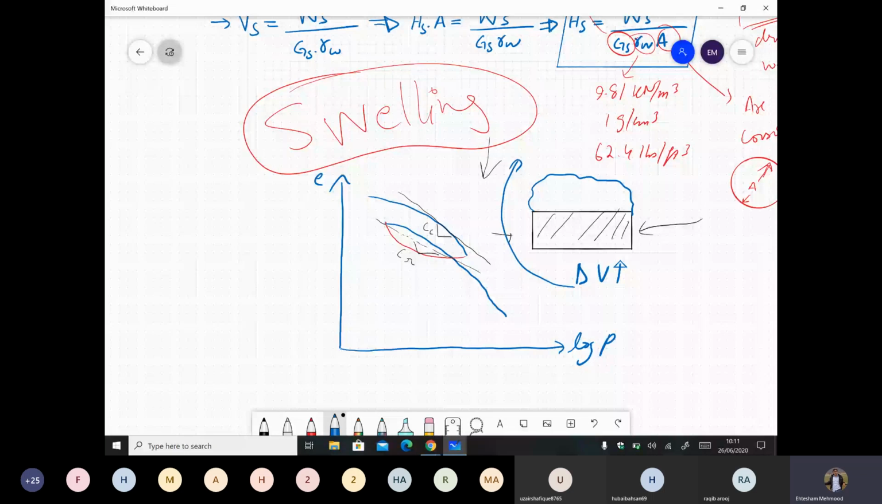And swelling soils are very problematic, and we have to apply special measures, and we have to take special care in case of swelling soils. Am I clear with my answer, or should I do more explanation?